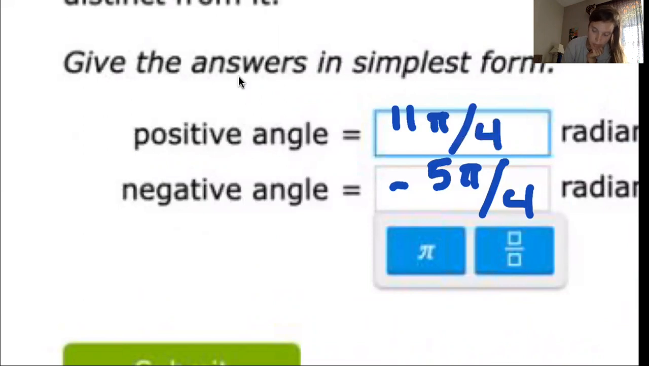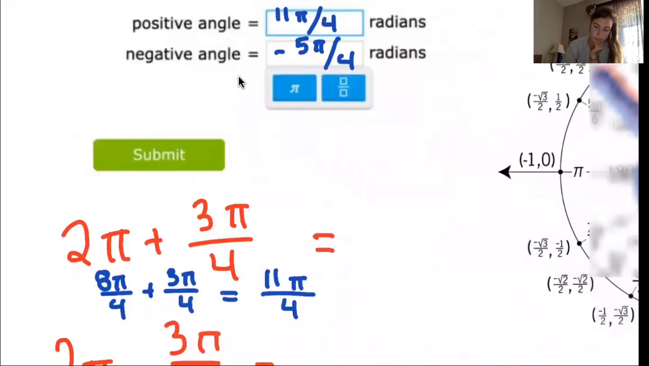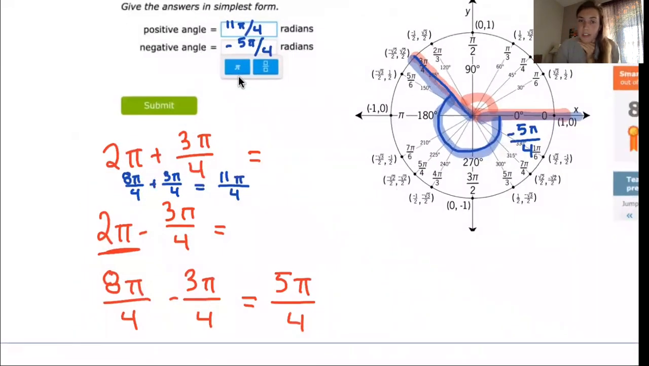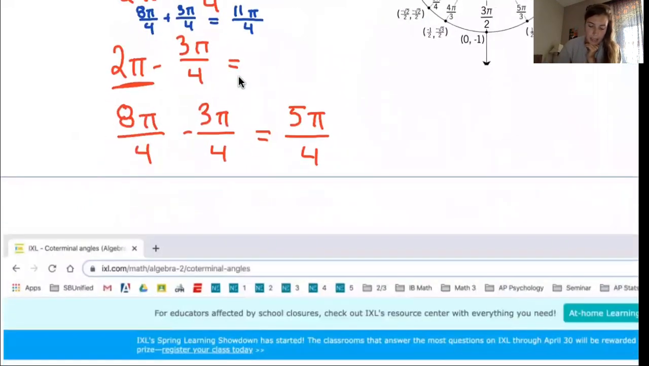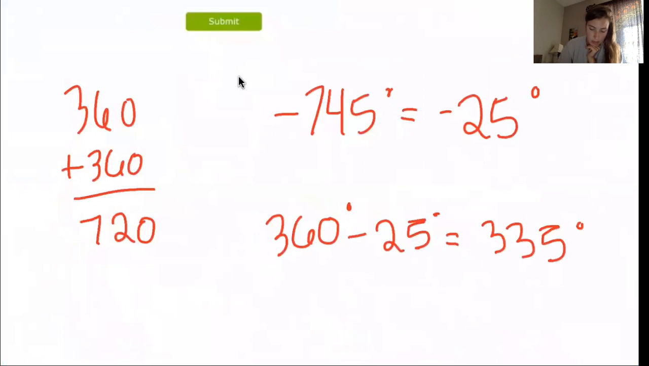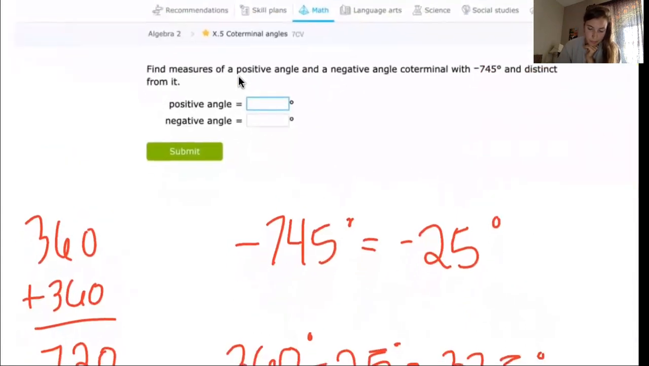Pi over 4 radians. These ones get a little bit trickier, so I expect some questions in office hours about this. Okay, is this the last one? Yes, for this section. Okay.